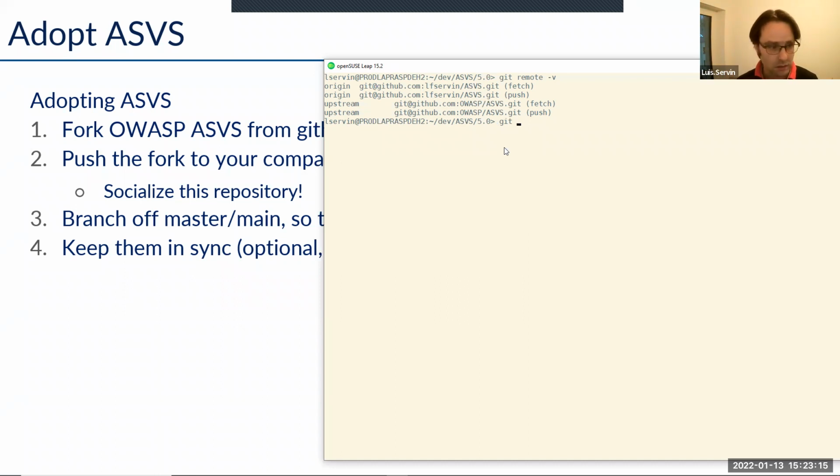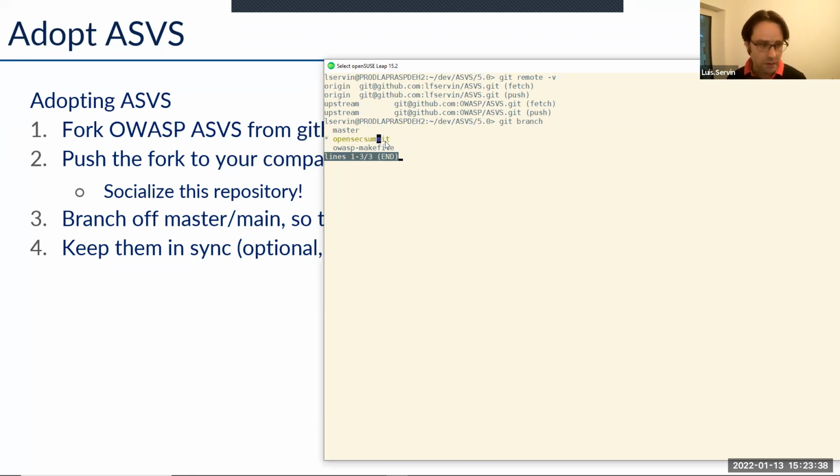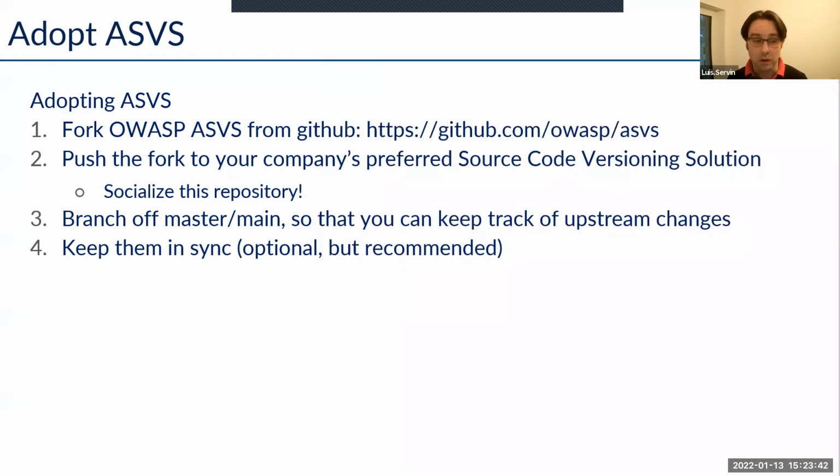I call git branch, and you can see that I have master, which is coming from OWASP, and I have created a branch called Open Security Summit. And since I am working on the Makefile item in OWASP, I have an OWASP Makefile branch as well. But that's just me. You should have at least something like this. So you would be working off Open Security Summit, or your company. Let's call it your company. I'll call it Open Security Summit.